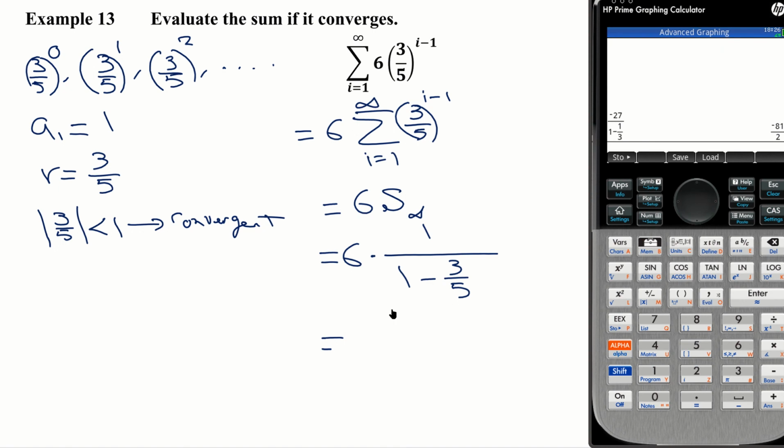Of course, it's great practice to do all these things manually to keep your arithmetic skills fresh, but the videos would never end if we took the time to do that every time. So 6 times 1, which is just 6, divided by 1 minus 3/5. So we get 15 for that particular problem. Don't forget the 6. It's very important not to get caught up with the sum and the fact that it's equal to S infinity and then forget the 6. So make sure you don't forget the 6. All right, that's how you do that one.